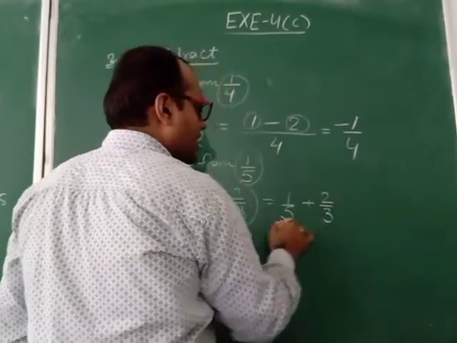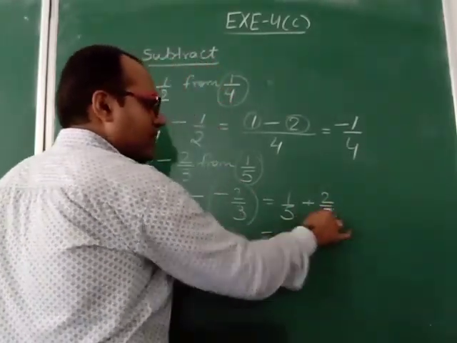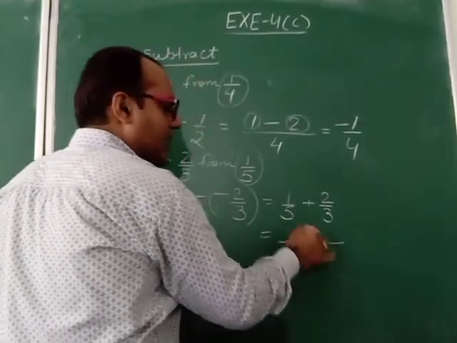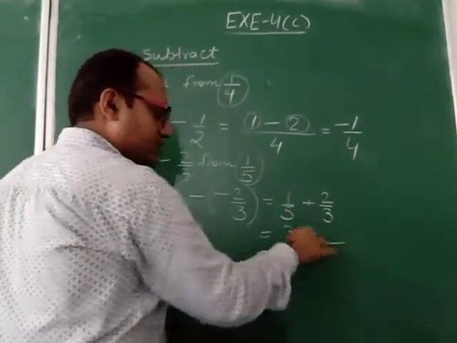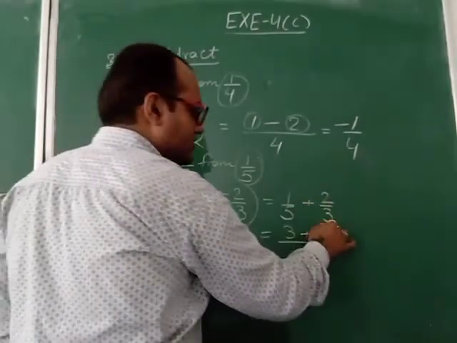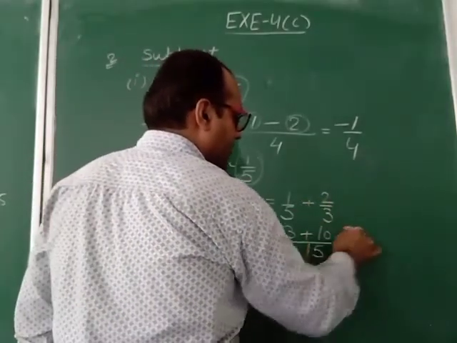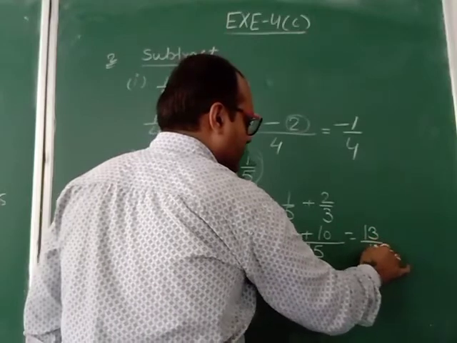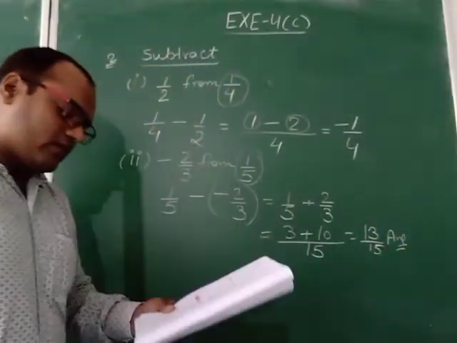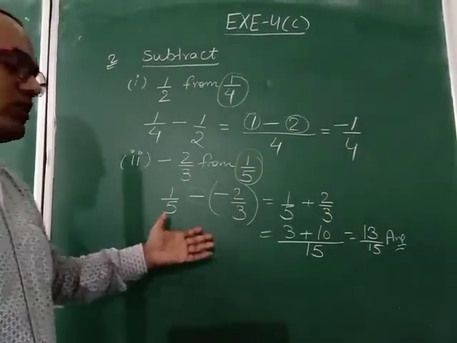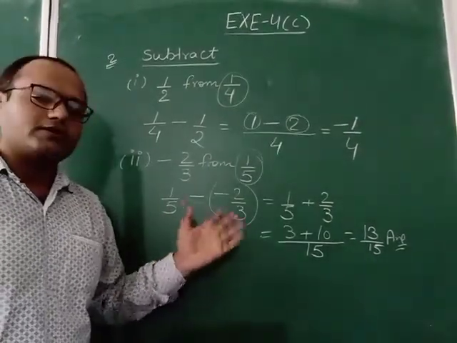Now in order to add these, we have to take LCM. 5 and 3 LCM is 15. 5 3s are 15. 3 into 1 is 3. 3 5s are 15. 5 into 2 is 10. On adding, we will get 13 upon 15 is the answer. Final answer is 13 upon 15. So like this, you have to do all the remaining parts of question number second.